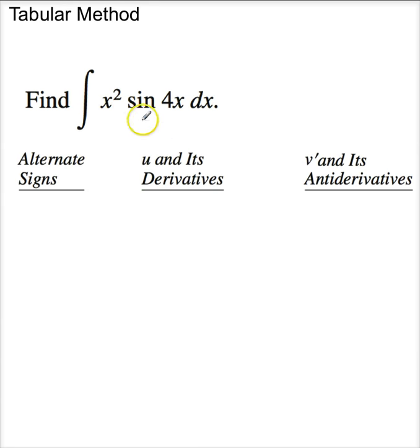Let's do an example. Find the integral of x squared sine of 4x. Now what do you want u to be? I want u to equal x squared and dv to equal sine of 4x dx. Why? Because I can take the derivative of u all the way down to 0, and I know I can integrate the sines and cosines.